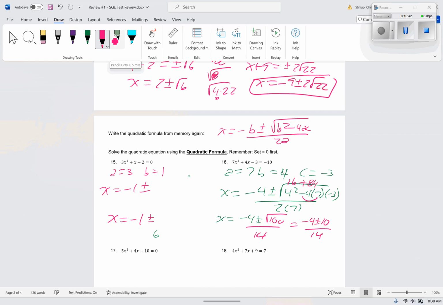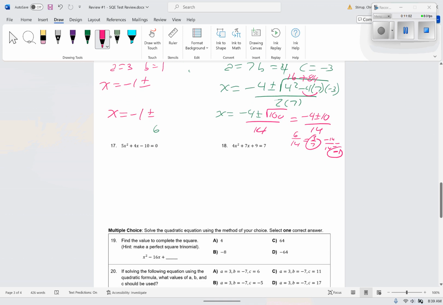So -4 plus 10 is 6. So I get 6 over 14, which reduces to 3 over 7. There's one answer. -4 minus 10 is -14. -14 over -14 is equal to -1. There's my other answer.